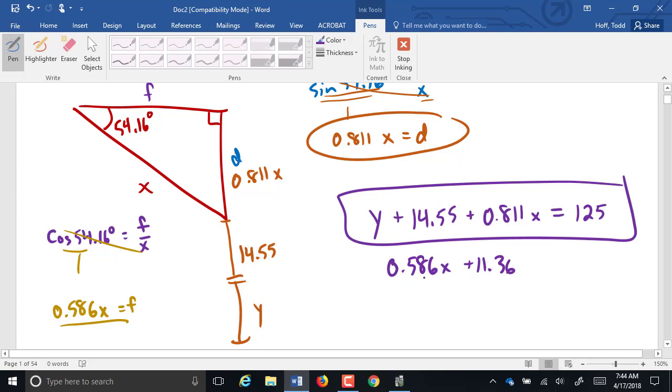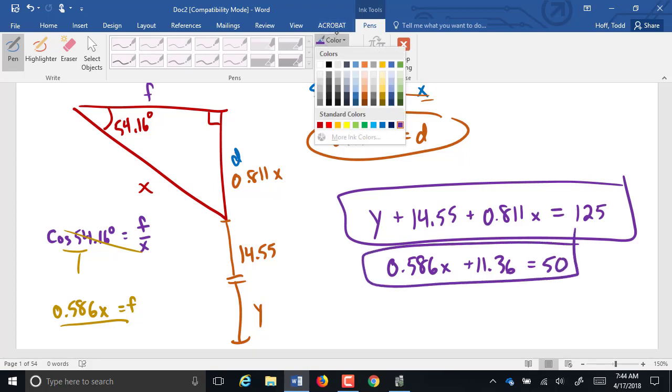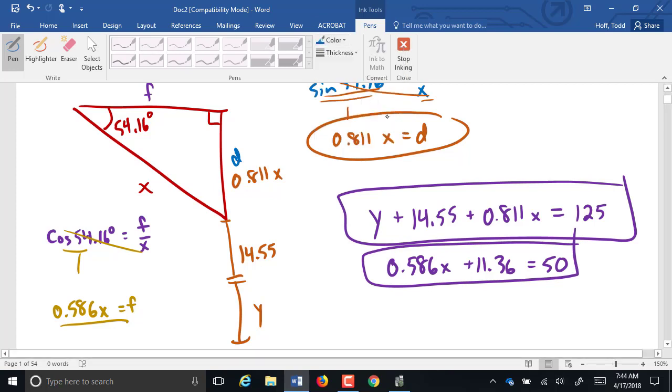Can't add that together because it's 0.586x. But that does have to add up to half of the bottom, which is 50. So now I can solve for x and y. I can solve this one for x. How do I solve this one for x?